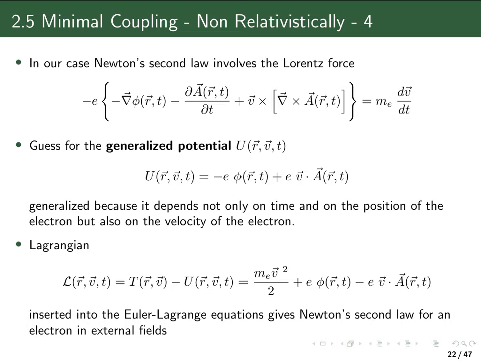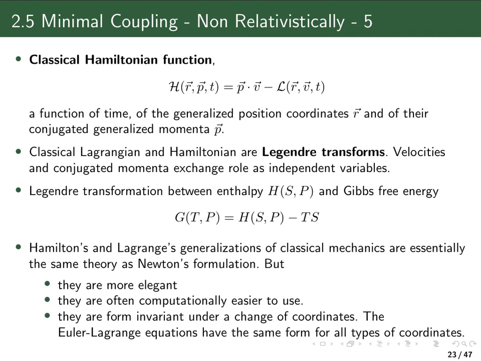How do we get now the classical Hamilton function? Well, the classical Hamilton function can be obtained from the Lagrangian by this equation here. And please note that the Hamilton function is a function of the position vector and the canonical momentum of our particle and time, whereas the Lagrangian was a function of the position vector of our particle and the velocity of the particle and time.